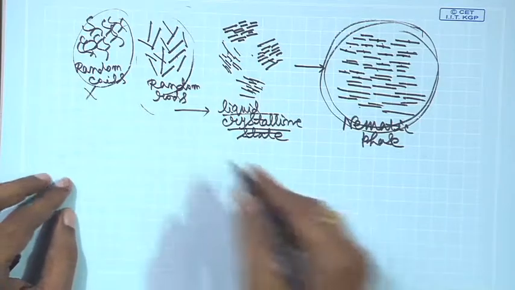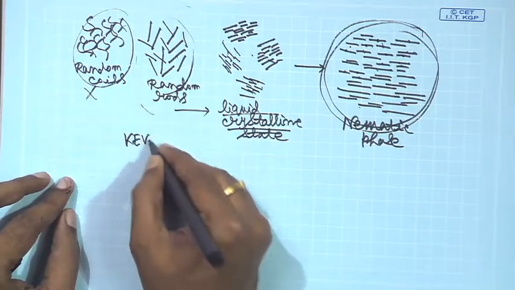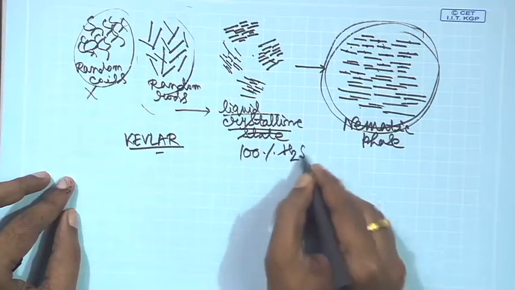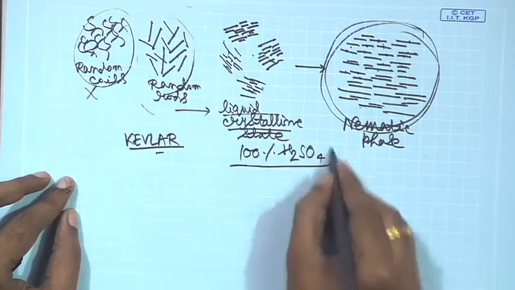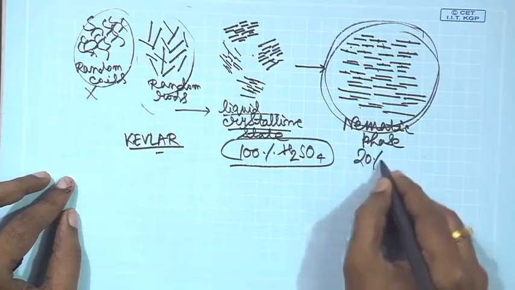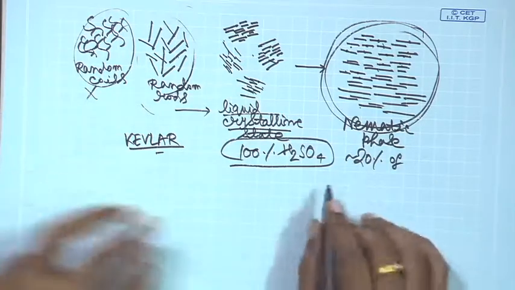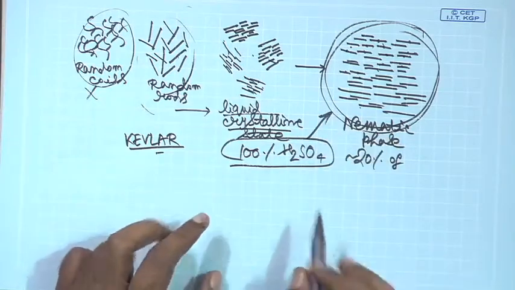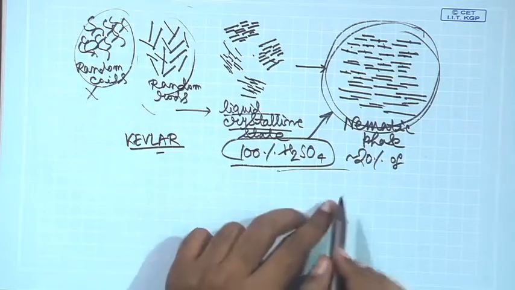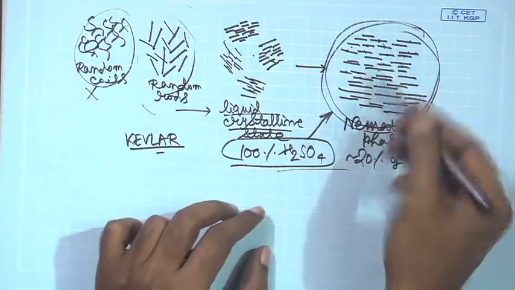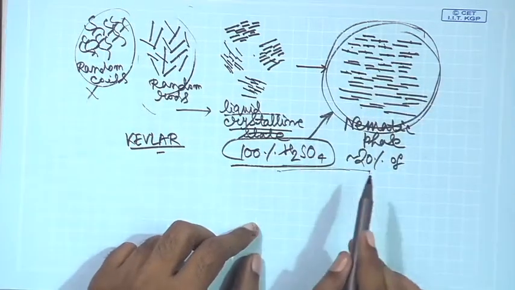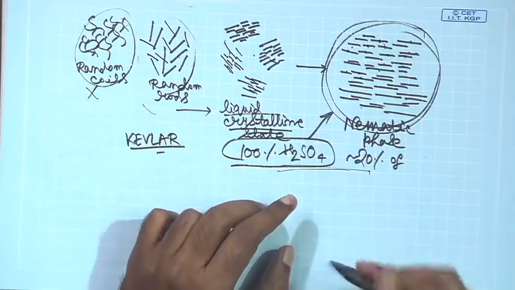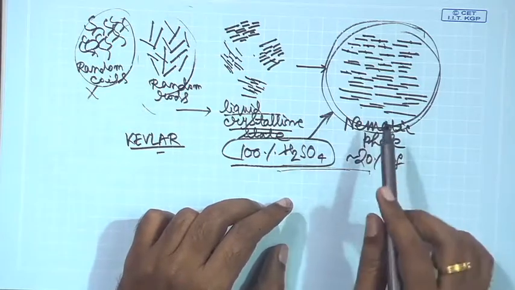It turns out that for this Kevlar or para-aramid, you have to use 100% H2SO4 sulfuric acid, and if you dissolve around 20% of this material in 100% H2SO4, then what you will get is this nematic phase. Of course, you have to standardize this, because in all solvents this kind of phase may not generate. So, once you get this particular phase, what you do is that you pass it through a spinneret.